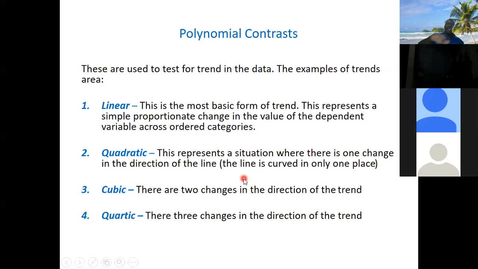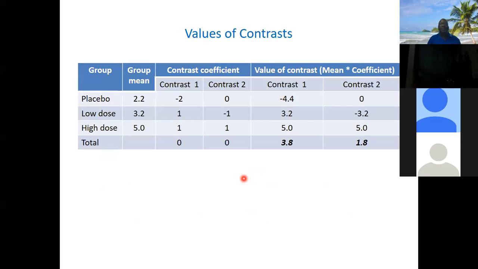It may be increasing and turn one time. That is quadratic. Either it's increasing and turns one time, or it's decreasing and turns one time, that's quadratic. If it turns 2 times, that's cubic. If it turns 3 times, that's quartic.